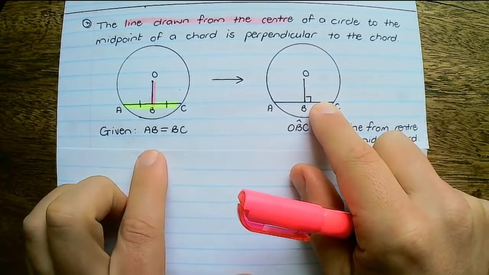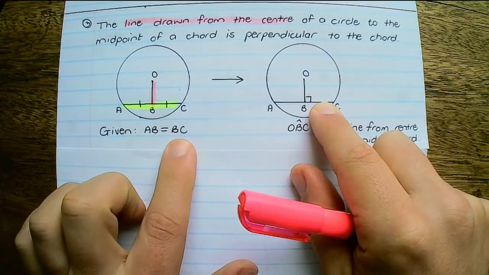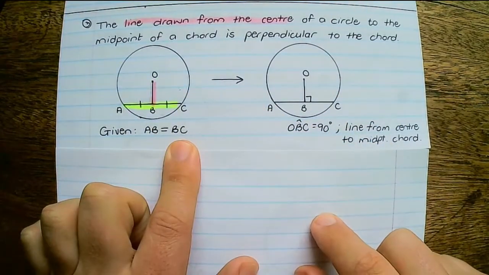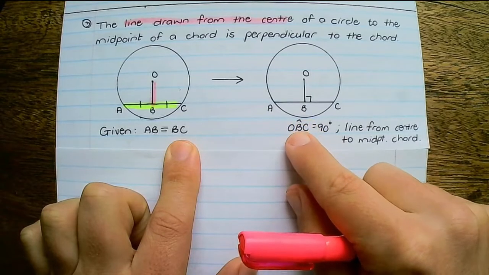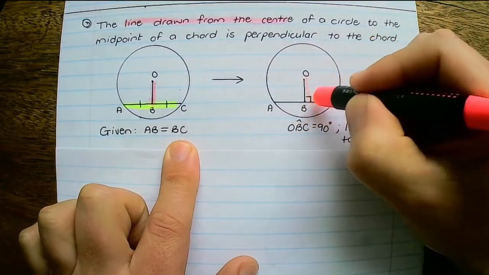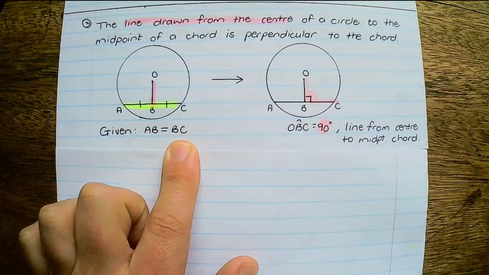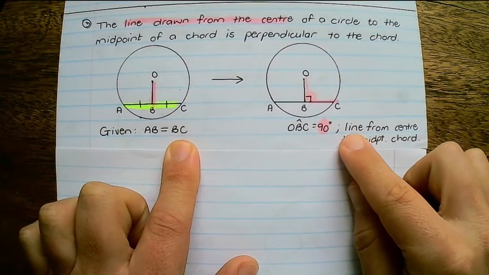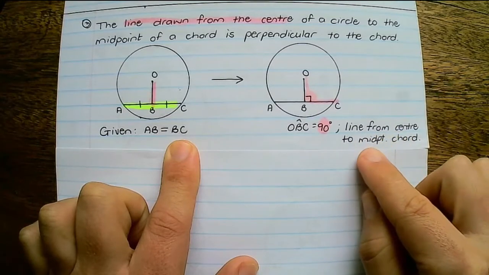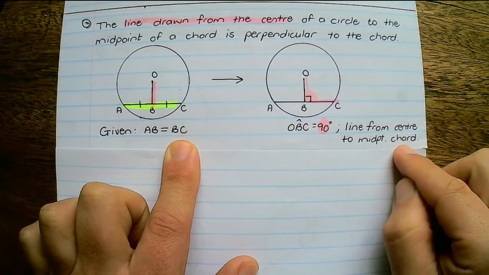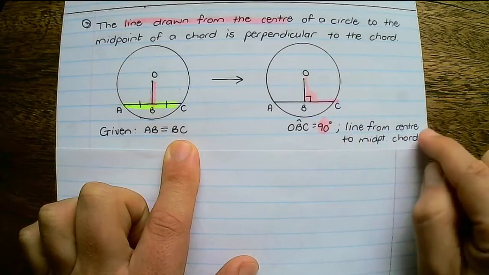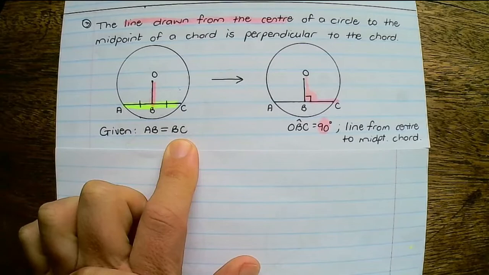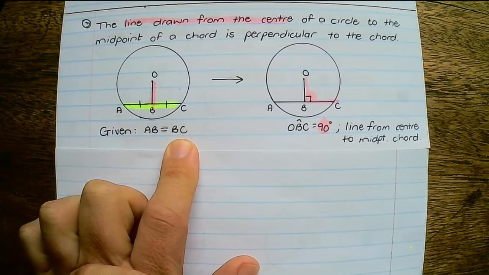So we are given that AB is equal to BC, and also that O is the center of the circle. Therefore, the angle OBC is equal to 90 degrees. And the reason is line from center to midpoint of the chord. It's important to have the right reason when we apply them in our assignments, tests, and examinations.